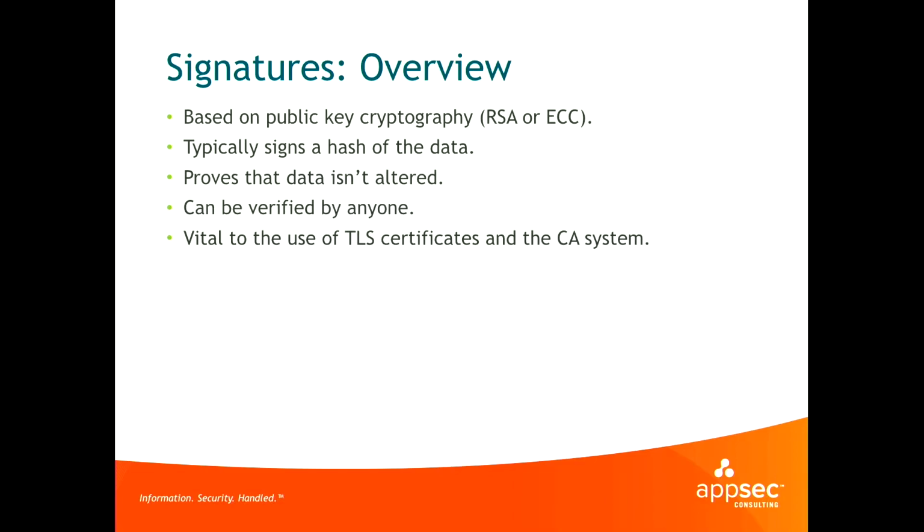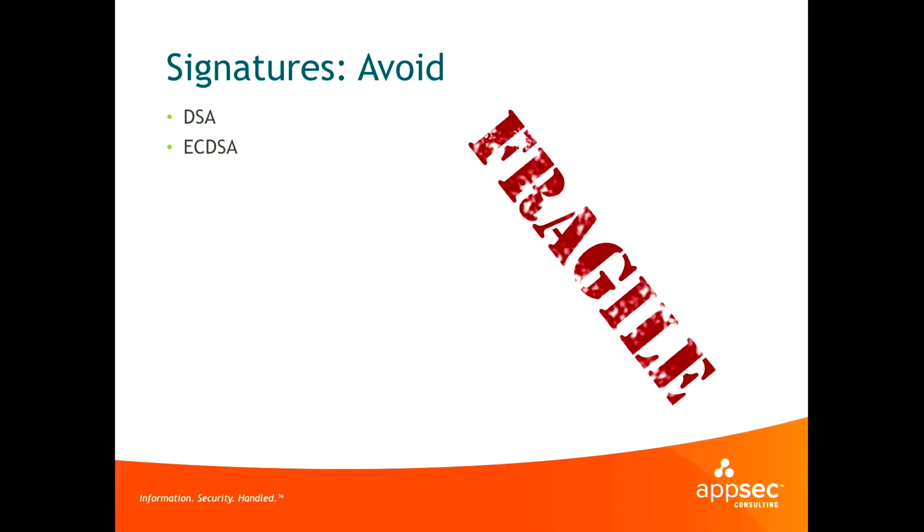This is what makes TLS work. This is what allows CAs to function. This is the key bit. Now, like everything else in cryptography, there are good things and bad things. There are good algorithms and bad algorithms. DSA, ECDSA are a couple of the most common signature algorithms available. They are also absolutely horrible.